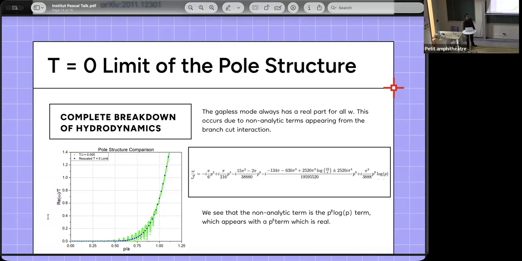And so when we set t to 0, omega equals 0 will have multiple branch cuts, multiple poles, and that will be coalescing into the branch cut that I was talking about. And since this gapless mode crosses this branch cut, it is always going to have a real part. And yeah, so there's a complete breakdown of hydrodynamics at this level. The hope in comparing this with the holographic case is that we are able to see this non-analyticity also in the holographic case, but the calculation is quite difficult in that sense.